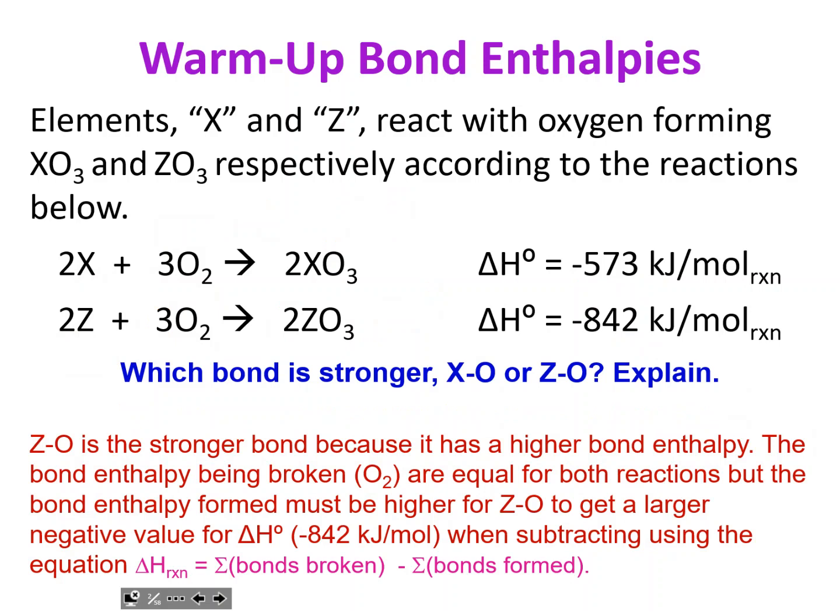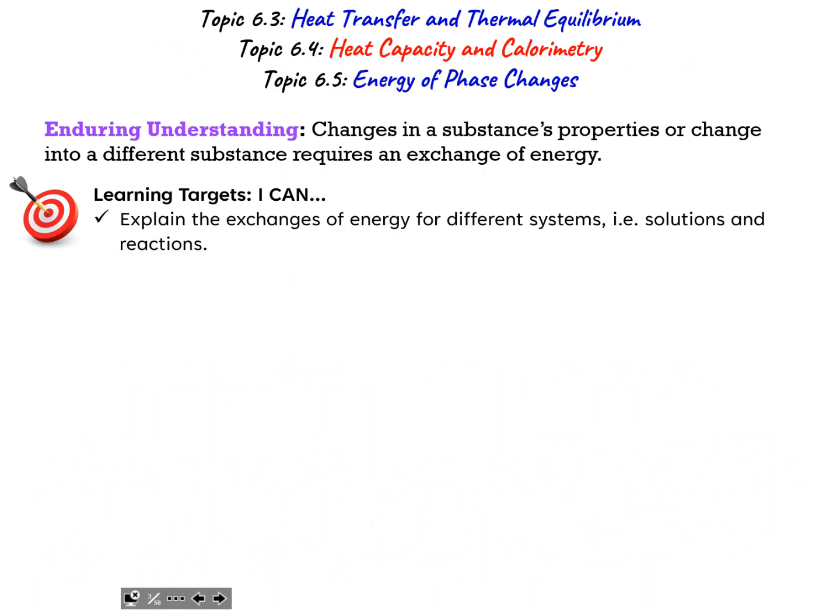The bond enthalpy being broken in O2 is equal for both reactions, but the bond enthalpy formed must be higher for Z to O to get a larger negative value when subtracting using this equation: bonds broken minus bonds formed. Looking at heat transfer and thermal equilibrium.